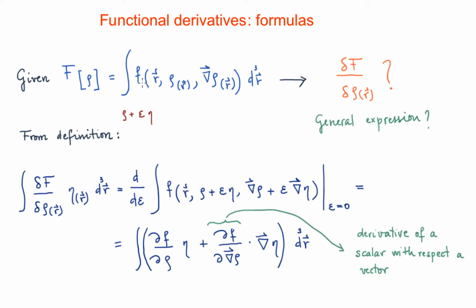But here, the function not only depends on rho, but also depends on the gradient of rho. So therefore, we have to change not only rho, but also the gradient of rho, with the gradient of rho plus epsilon times the gradient of eta. And now we have this function here.